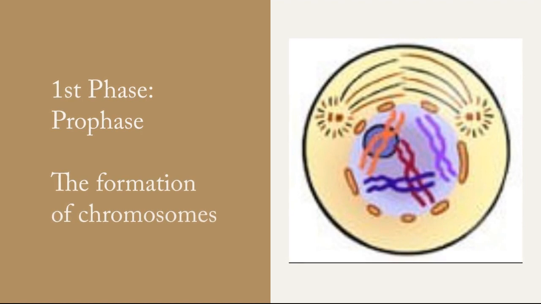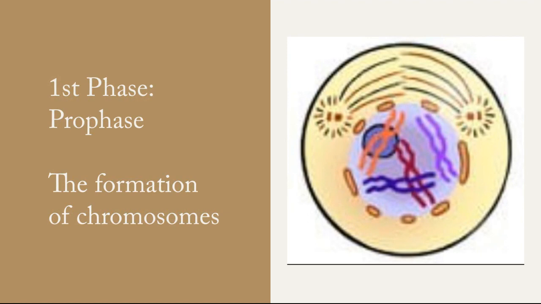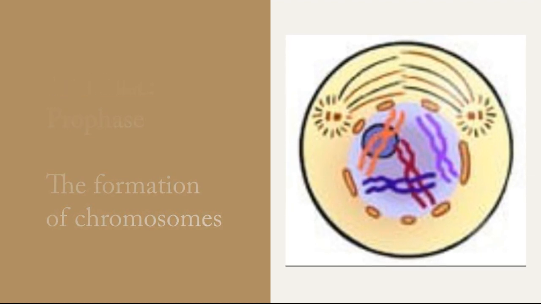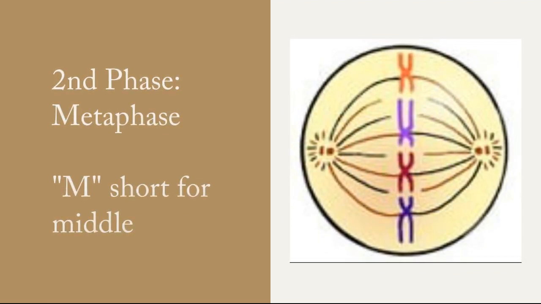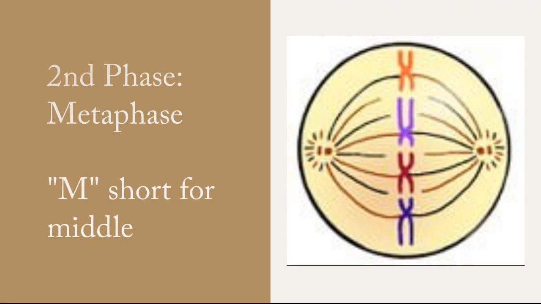The first phase is called prophase, basically just the formation of chromosomes, where they become condensed and the nuclear envelope around the nucleus starts to break down. Simple. Metaphase, so we have M, short for middle. This is where the chromosomes and chromatids start to line up in the middle.